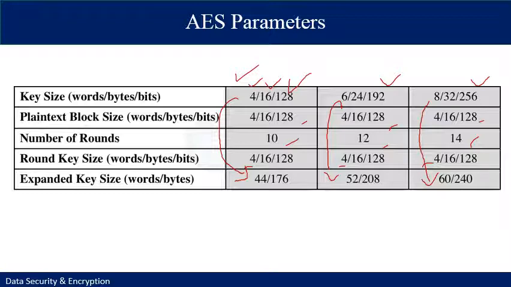So each transformation takes one or more 4x4 matrices as input and produces a 4x4 matrix as output. The figure shown above shows that the output of each round is a 4x4 matrix, with the output of the final round being the cipher text.